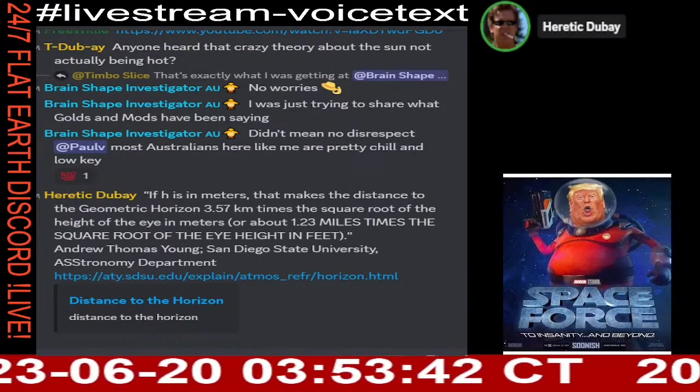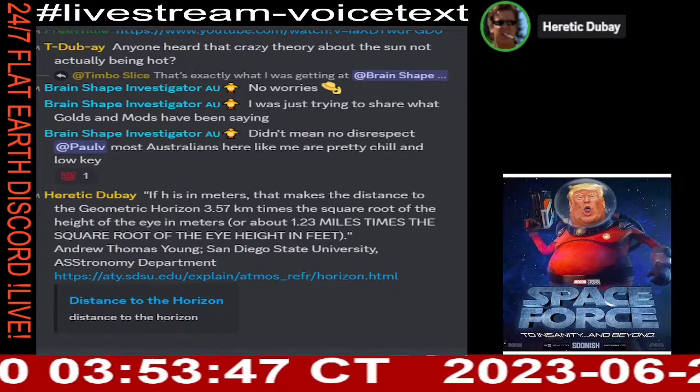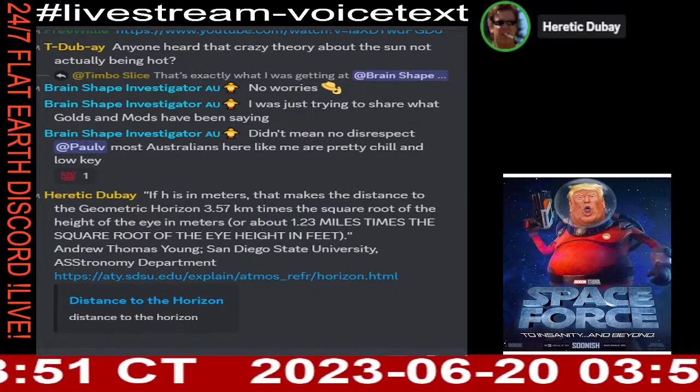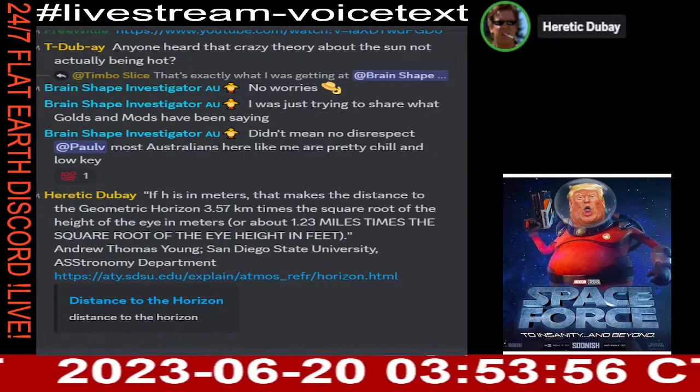Well, that's fine. So we got 1.2 miles times the square root of the observer height in feet. So let's just make that as simple as possible and say 1 foot observer height. That gives us a 1.2 mile horizon, right? Sure. Okay, so what happens when that doesn't happen?